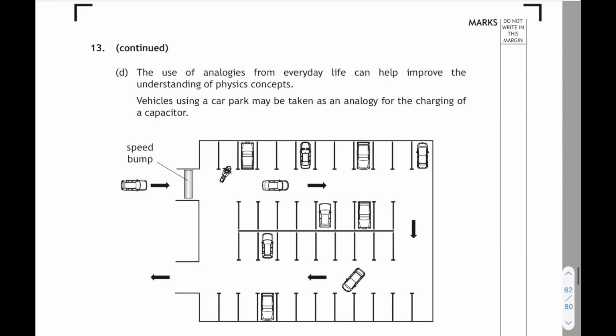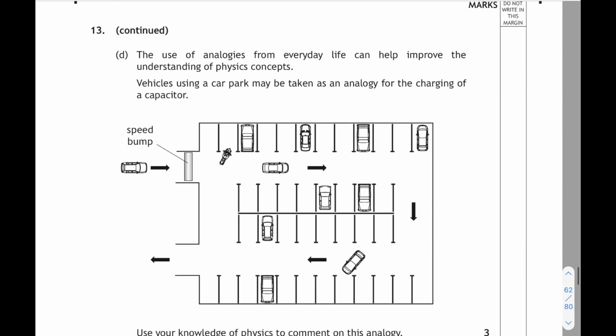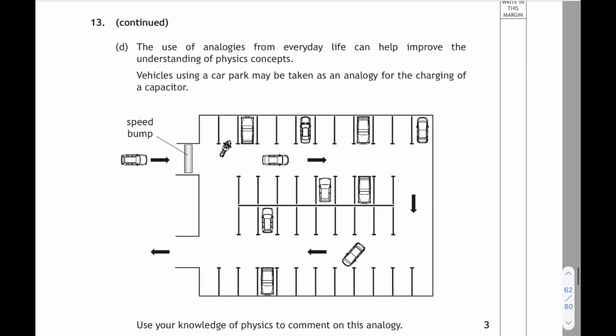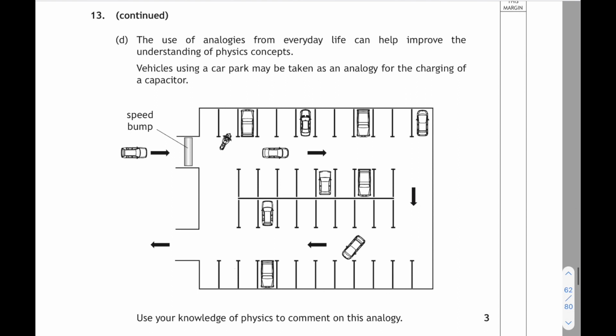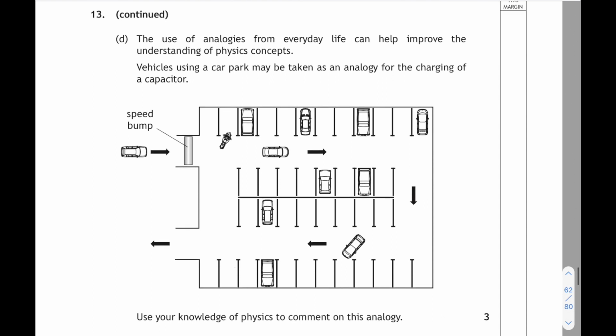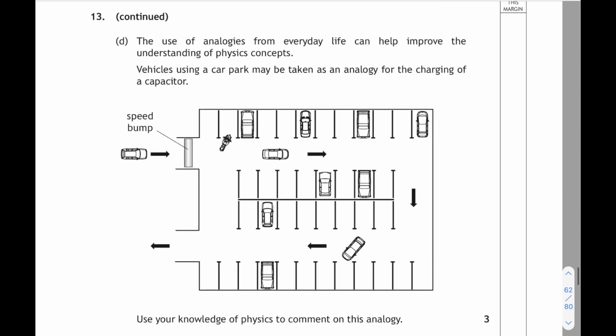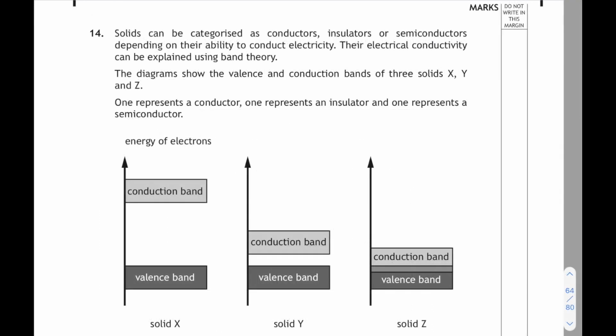Okay, question 13D. Now, if you look carefully at the bottom here, this is the second one of the use your knowledge of physics questions. It's the open-ended question. And I suggest you leave this one to the end. It's about capacitors, but we'll come back to it at the end of this video. Okay, let's move on to 14.